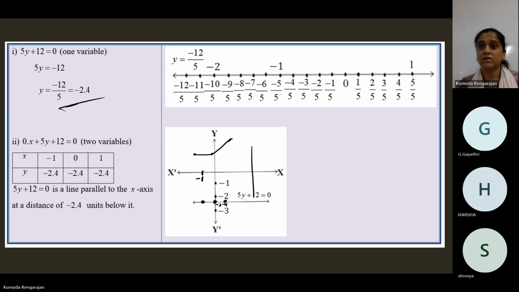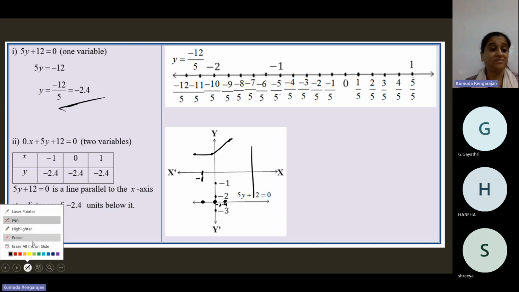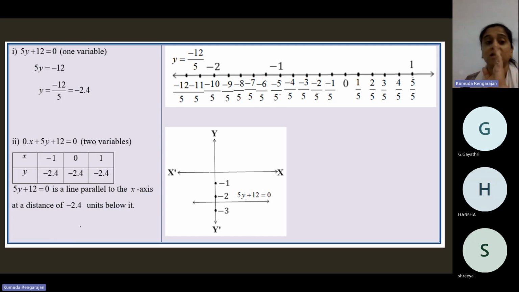These examples are not, because we're treating a linear equation in one. Okay, good question. Whenever you treat a linear equation in one variable x as a linear equation in two variables x and y, you will always get a line parallel to the x-axis or the y-axis. Or sometimes it will be the x-axis itself or the y-axis itself.